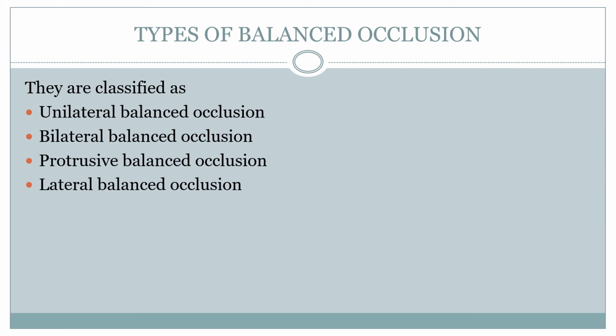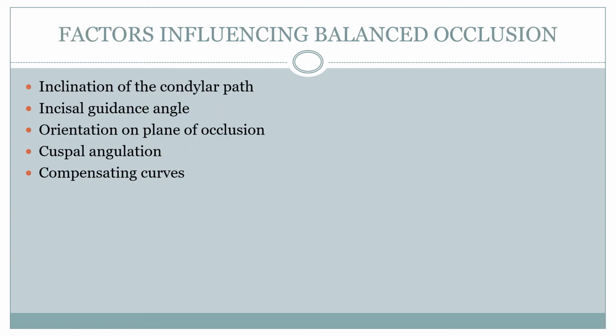Okay, and then coming to concepts of balanced occlusion. For balanced occlusion, you must be familiar with and learn about the Hanau quint. Balanced occlusion is either unilateral balanced occlusion or bilateral balanced occlusion, which can be protrusive or lateral. These concepts will be explained in detail when we are talking about semi-adjustable articulators and how complete dentures are fabricated. Balanced occlusion is used in these concepts.